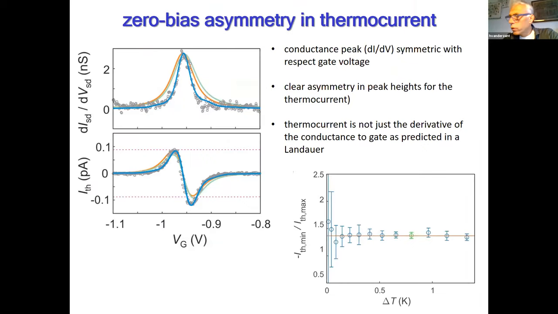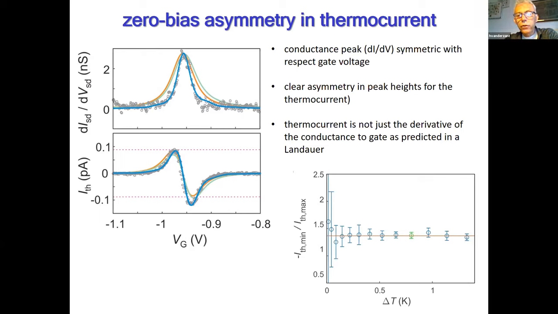But this is not the whole story. If you look very carefully at the thermal current and at this peak-dip structure, you see it's asymmetric. That is shown on the left-hand side, in the measurements and the blue curve. So it's already in the theoretical description. I purposely didn't tell you why that asymmetry arises, because then I can put a little more emphasis on it. But you see very clearly, if you just take the dashed lines, that on the positive side you go to 0.09 picoamps, whereas on the negative side you go beyond 0.1 picoamps. So there's a clear asymmetry.